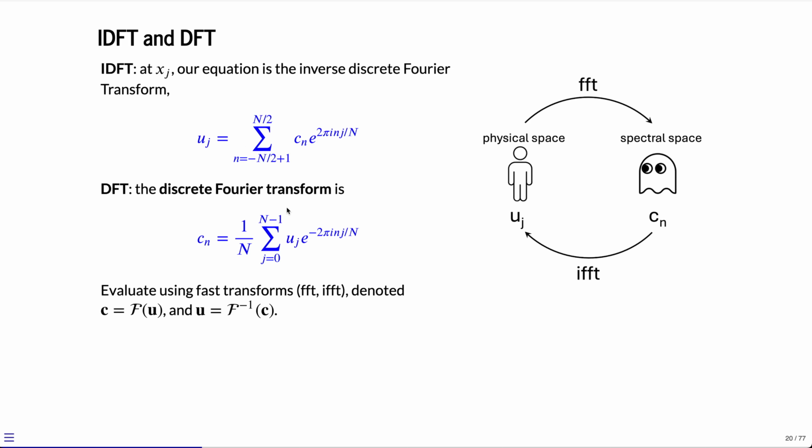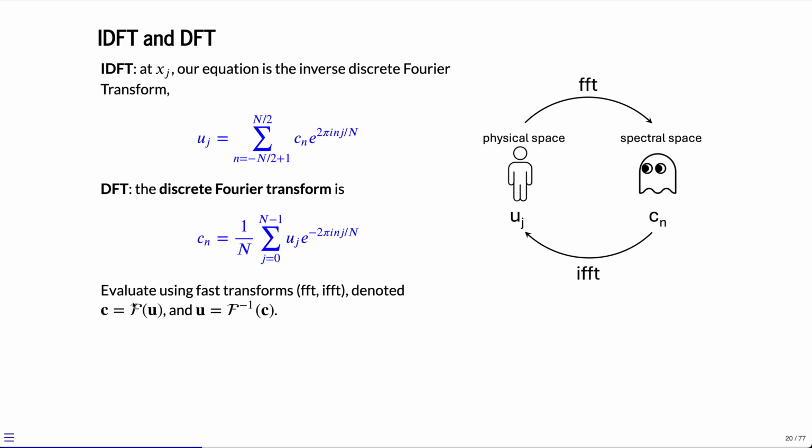We can compare these two to look for the symmetries between them. One of them has a positive argument, e to the 2 pi ij over n, and the other one is negative. Here we have Cn coefficients, and the discrete Fourier transform has uj. The sum here is from n is minus n over 2 plus 1 to n over 2, whereas the sum here is j is 0 to n minus 1. We have the same number of terms. Both of these have n terms in them. And then this discrete Fourier transform has this normalizing factor 1 over n that shows up.